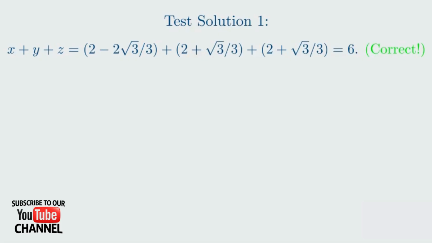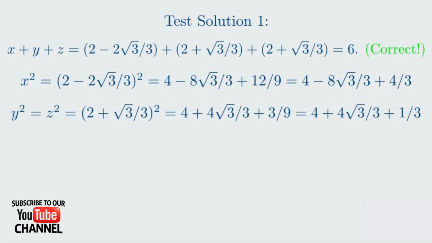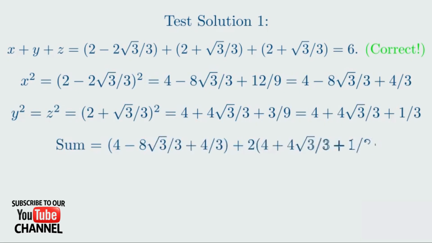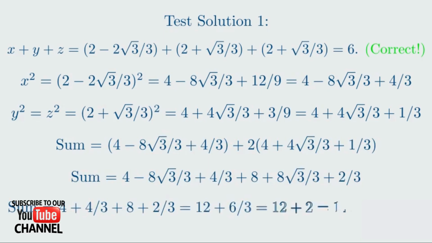Now for the quadratic equation, this will be more involved, but it should work out. We need to calculate x squared plus y squared plus z squared. Y squared equals z squared, which is 2 plus 2 times the square root of 3 over 3, all squared. This gives 4 plus 8 root 3 over 3 plus 4/3. Note the positive sign. Let's sum these three terms. We have 4 minus 8 root 3 over 3 plus 4/3, plus 2 times the quantity 4 plus 4 root 3 over 3 plus 1/3. The root 3 terms, negative 8 root 3 over 3 and positive 8 root 3 over 3, cancel out.